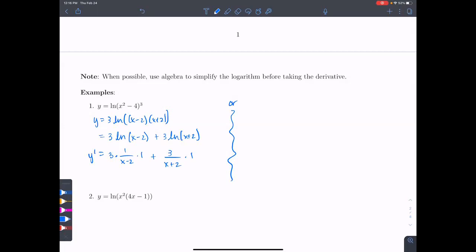Or you could do what we did a minute ago. So do like a chain rule. So exponent down front, decrease it by 1 times the derivative of what's inside. Oh, I've done that wrong. Did I do that wrong?